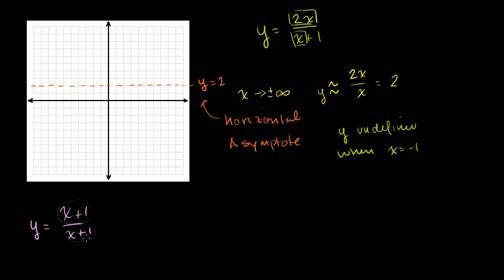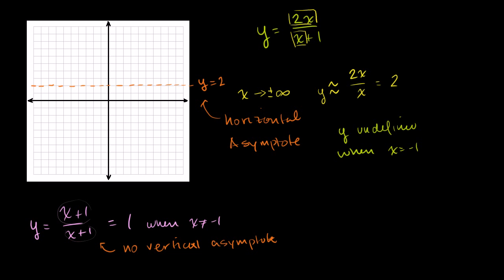Anything else over itself would be equal to 1. So this would be equal to 1 when x does not equal negative 1, or when these terms don't equal 0. It equals 0 over 0, which we don't know what that is, when x is equal to negative 1. So in this situation, you would not have a vertical asymptote. So this graph right here has no vertical asymptote. And you're probably curious, what does this graph look like?